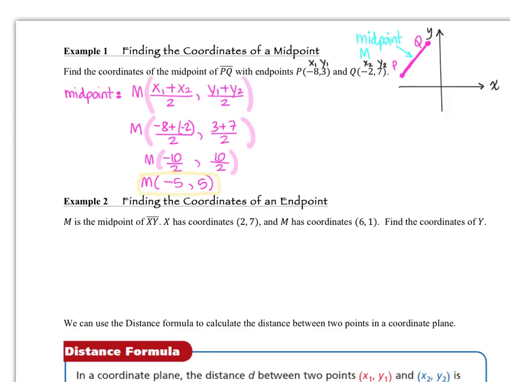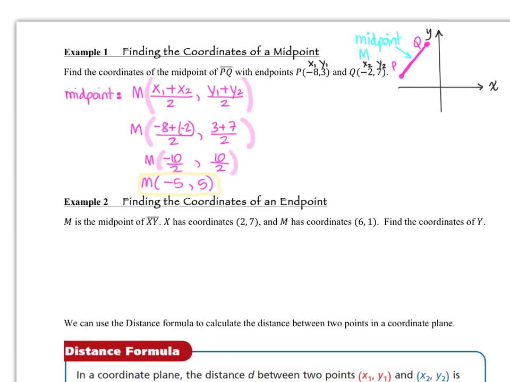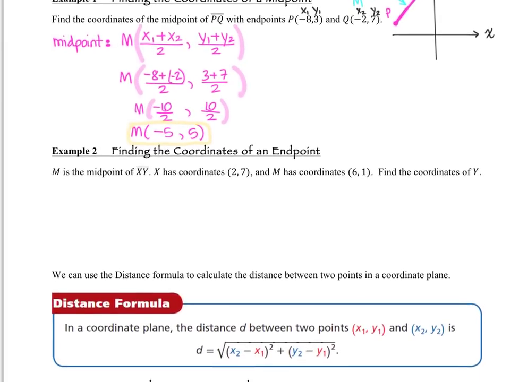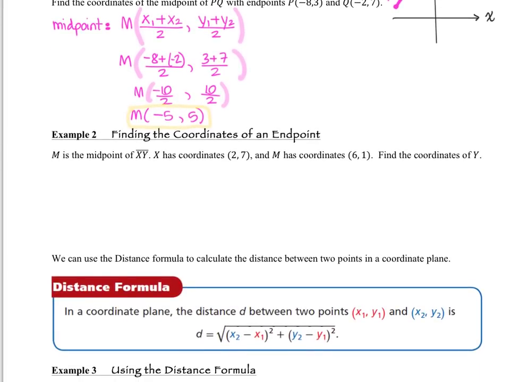Let's take a look now at example number 2. This is finding the coordinates of an endpoint. So that sounds a little bit different than what we just did. It says M is the midpoint of segment XY, and X has coordinates 2, 7, and then M, the midpoint, has coordinates 6, 1. Find the coordinates of Y. So what they're asking us to do this time is not find the coordinates of the midpoint, but instead find the coordinates of one of the endpoints of the segment.